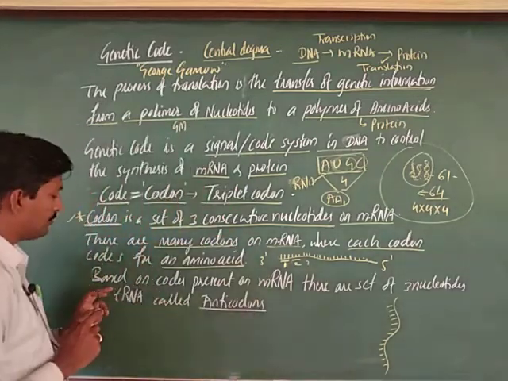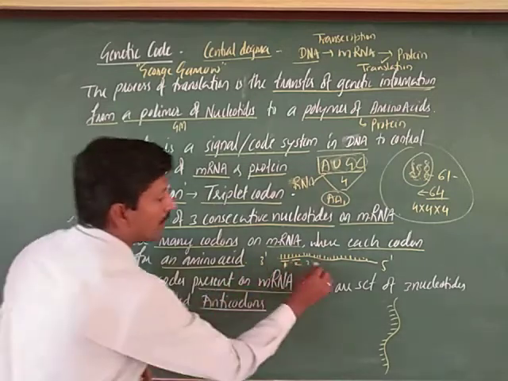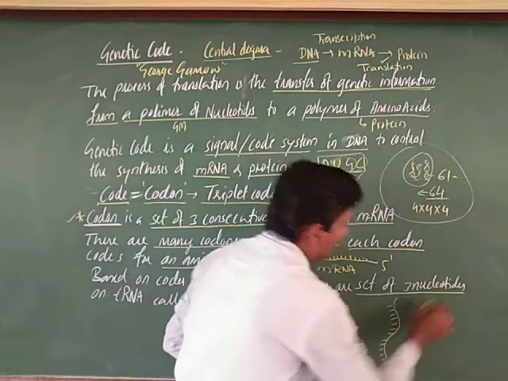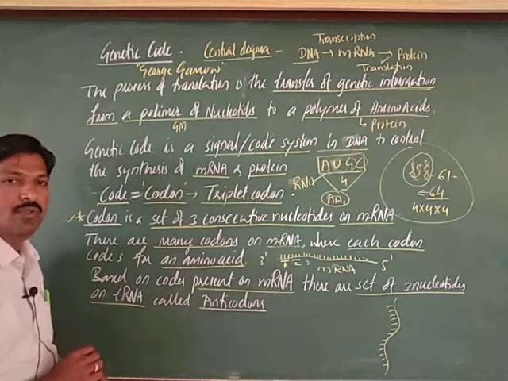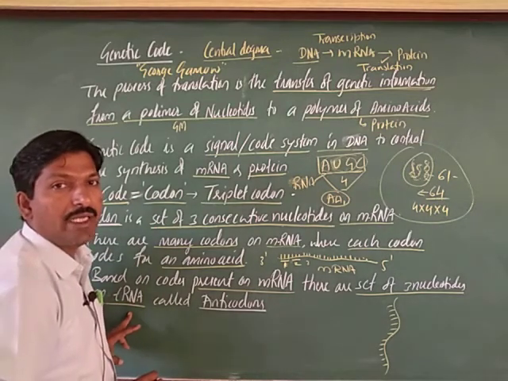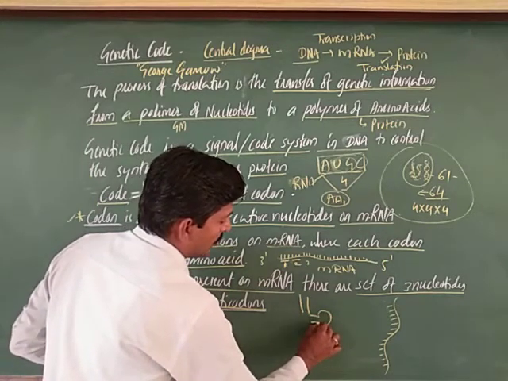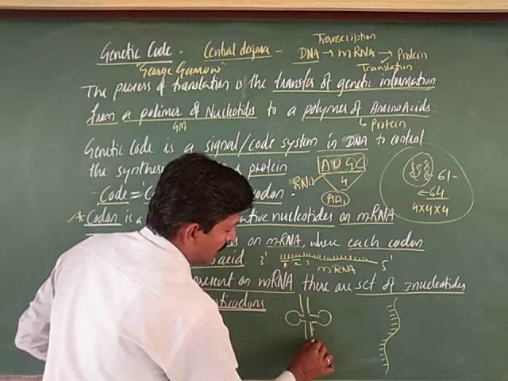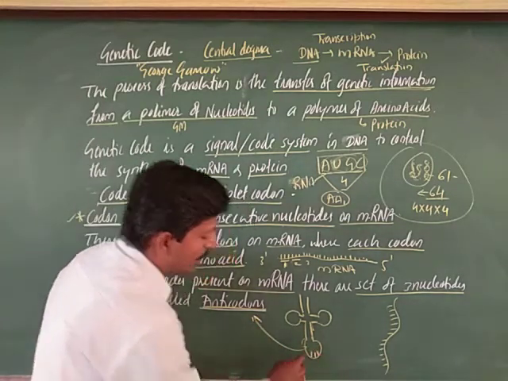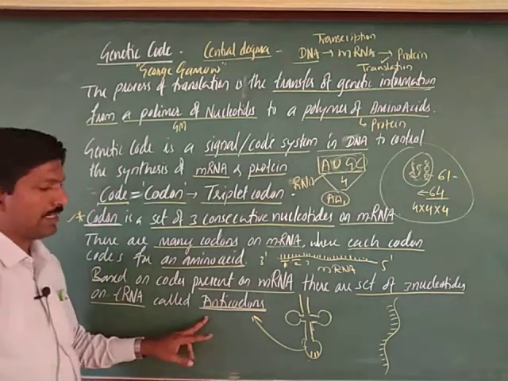Next, based on the codes present on the mRNA, there is a set of 3 nucleotides on tRNA also. Based on this, a set of 3 nucleotides on tRNA, especially in the tRNA diagram you know. We also call it the anticodon loop, because that set of 3 nucleotides is called the anticodon. This is what we call the anticodon loop. A set of 3 consecutive nucleotides present on tRNA is called an anticodon.